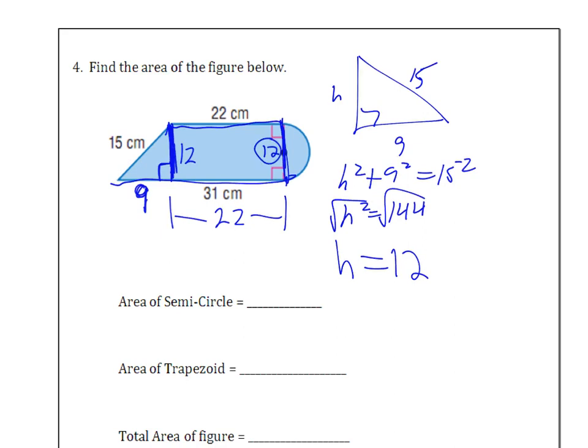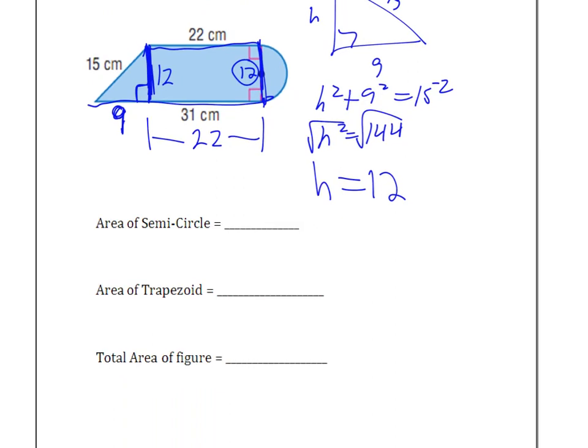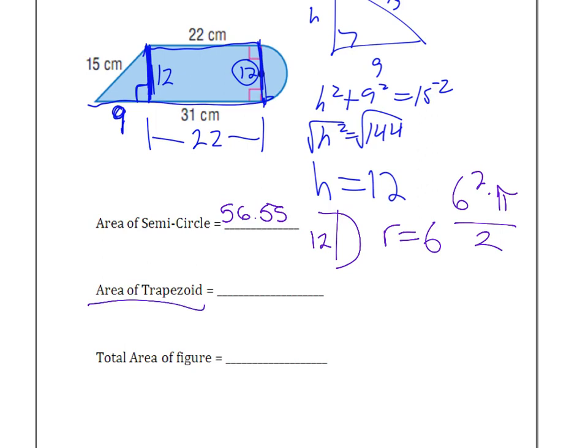Okay, so I'm looking at a semicircle where that's 12. So that means my radius is going to be 6. Radius is always going to be half of that. So I need to take 6 squared times pi and then divide it by 2. So when I do that, punch that in the calculator, 36 pi divided by 2 equals 56.55. Then I've already figured out this area, so I can get rid of that.